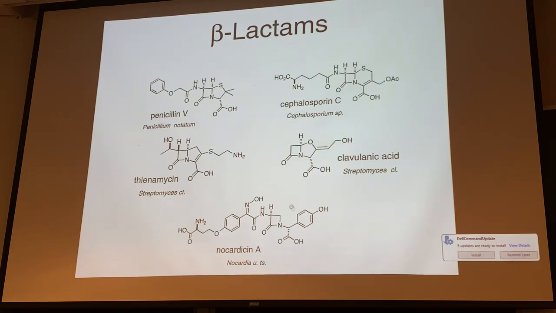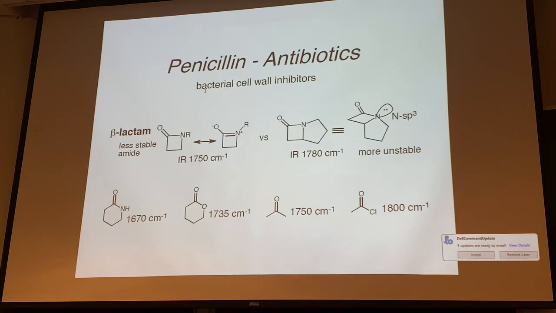Nocardicin A has a different structure here, with an oxime, which is kind of unique. But all of these materials, all of the beta-lactams, their mode of action involves the four-membered ring. And like I said, this is a unique ring. Most amides resonate in the IR down at 1670 due to the resonance. But these beta-lactams, or these four-membered rings, resonate way up at 1750.